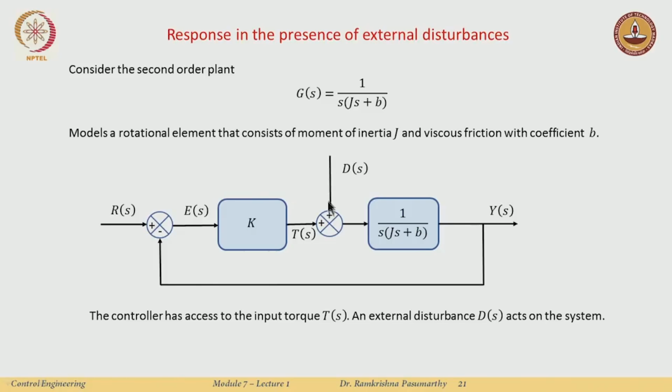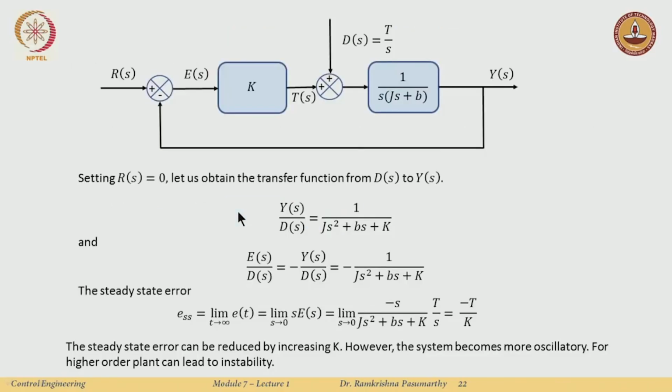Now, let us say there is some disturbance d of s, and I will see what is the effect of this disturbance on the response of my system, and can I get rid of those disturbances by adjusting the value of k. Let us say I am just interested at the moment in a step disturbance. So, I want to see what is y(s) over d(s), meaning the effect of the disturbance on the output y.